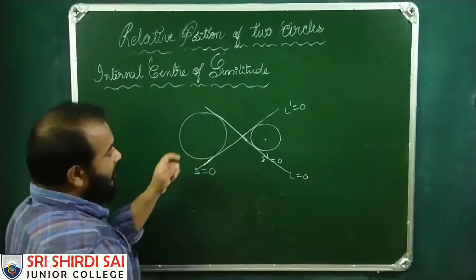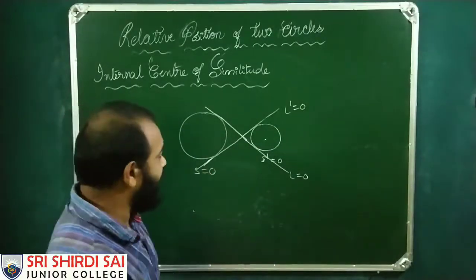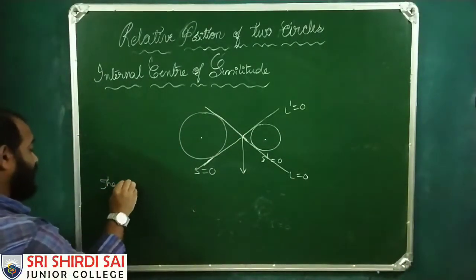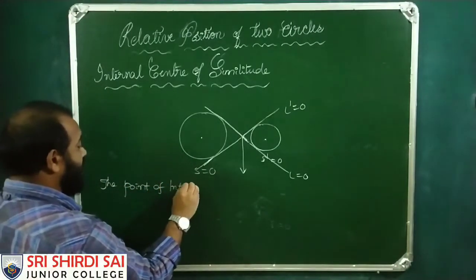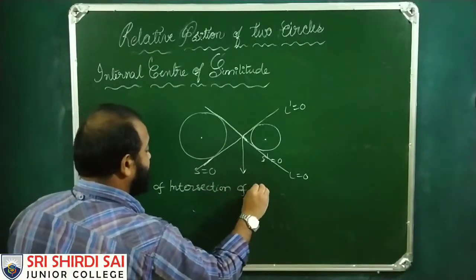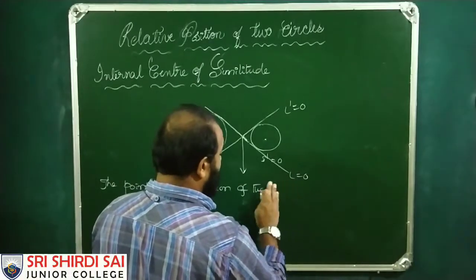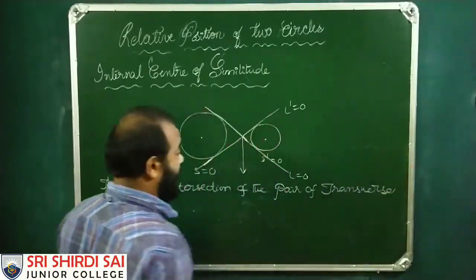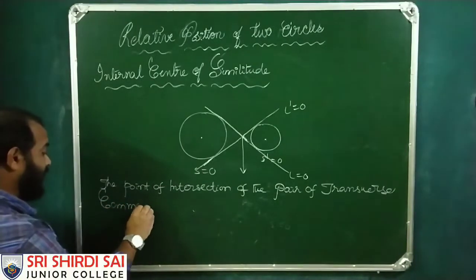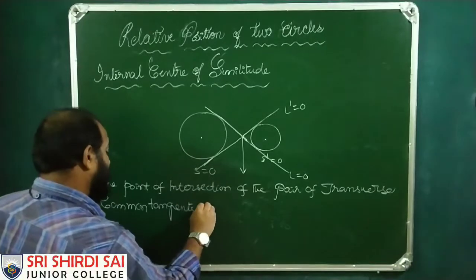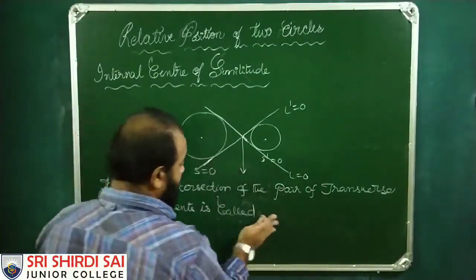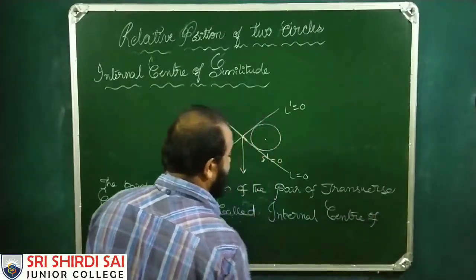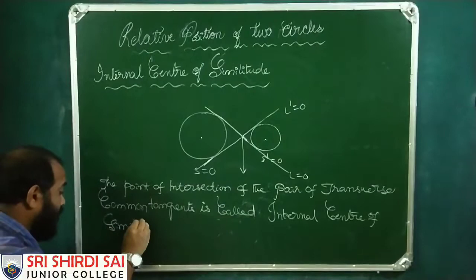Therefore, what are these common tangents called? Transverse common tangents. And the point of intersection of the pair of transverse common tangents is called the internal center of similitude.